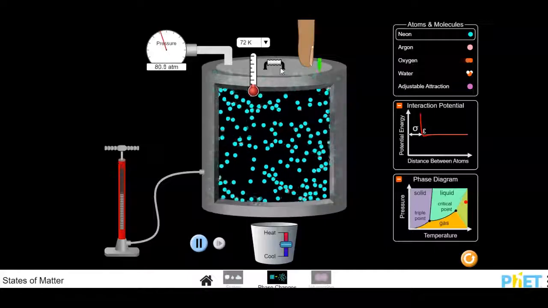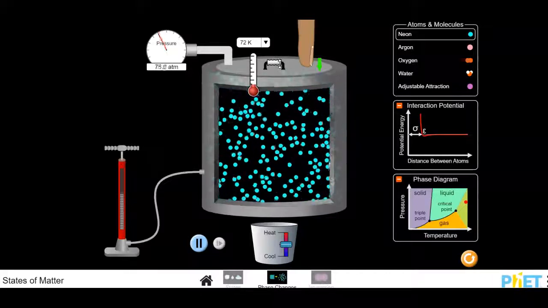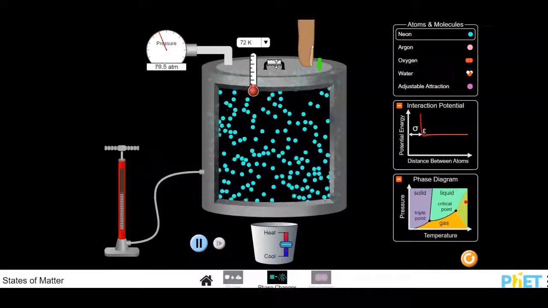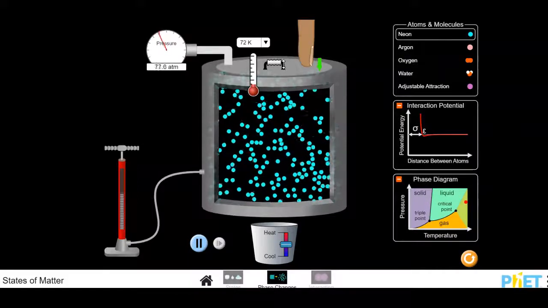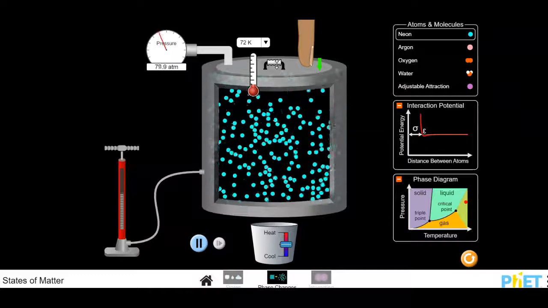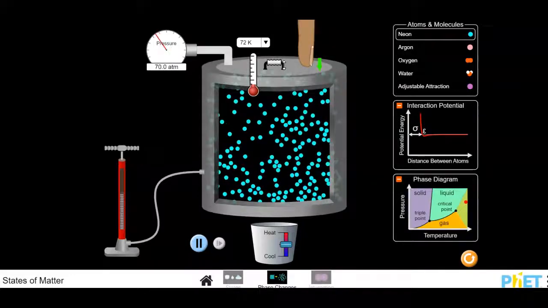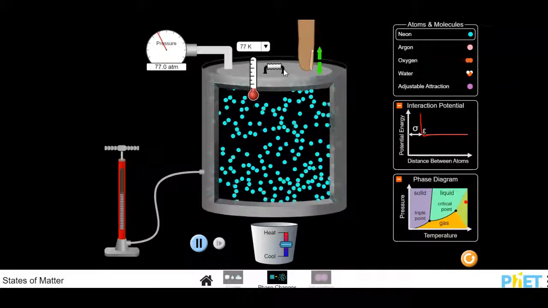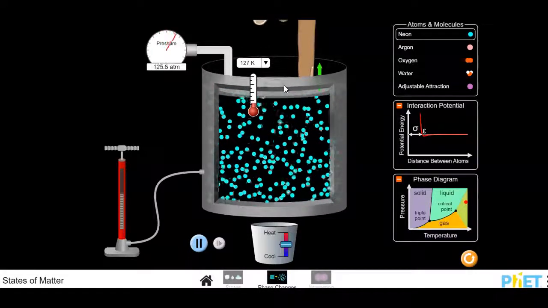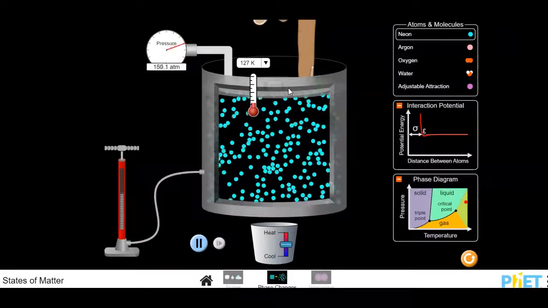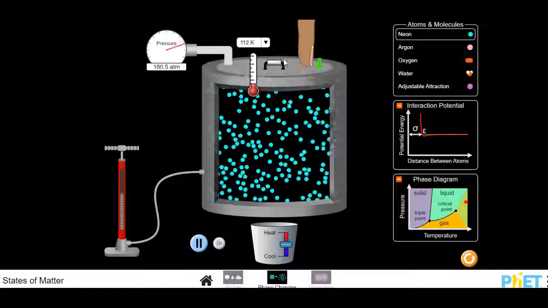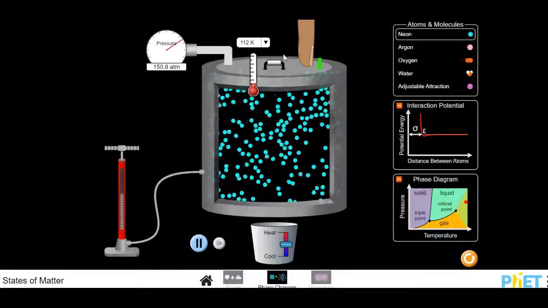Now one more thing I want to show you is what do you think is going to happen to the pressure as I decrease the volume of the container? As I take my finger here and I push the top of the container in, what do you think is going to happen to the pressure of the container? Okay, so let's see. I'm increasing the pressure by pushing in the lid. If I pull the lid up, the pressure goes back down.